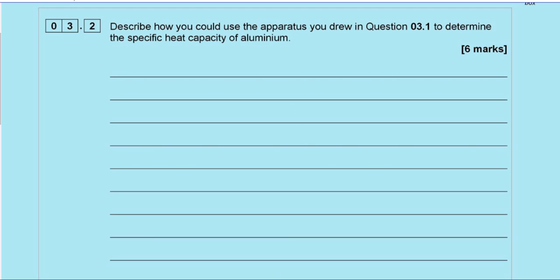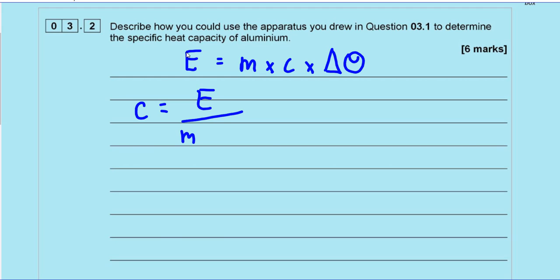So the equation that we're going to be using is that the energy we supply is going to be equal to the mass of the block times the specific heat capacity C times the change in temperature. So I'm using delta theta there to represent the change in temperature. So in order for me to calculate the specific heat capacity, I'm going to need to know the energy, and then I need to divide that by mass and also by the change in temperature.